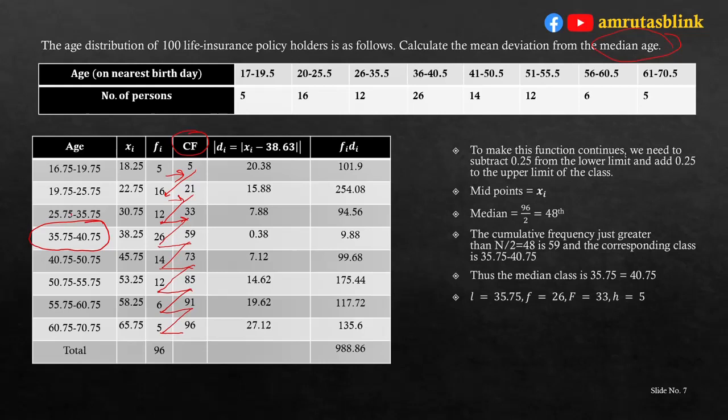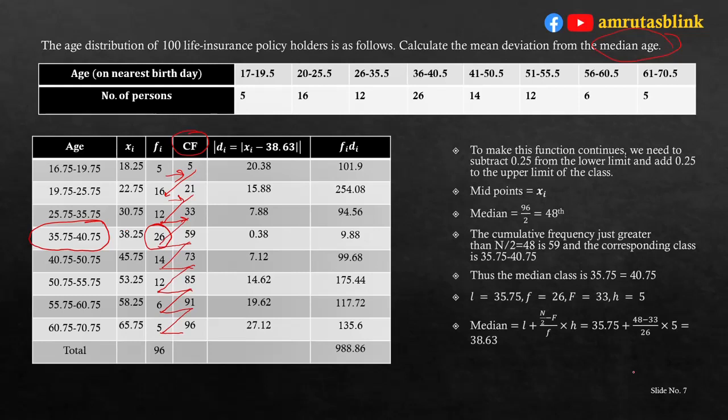Now, what is the frequency of this class? So, small f is equal to 26. Now, what is the cumulative frequency of the previous class? It's 33, hence capital F is equal to 33, and the height of the class, h, is equal to 5. Now, we know the formula for the median, which is equal to L plus n by 2 minus capital F upon small f into h.